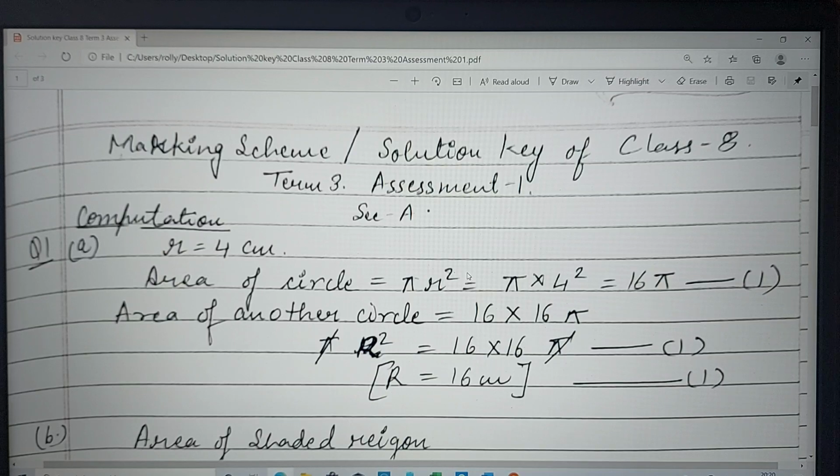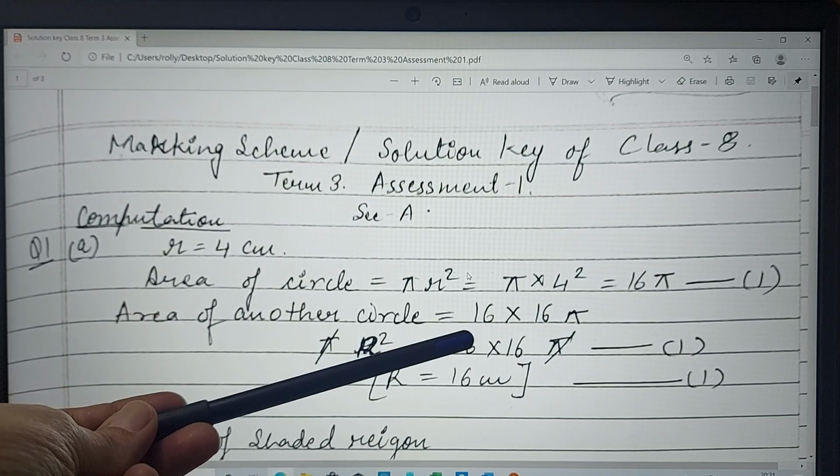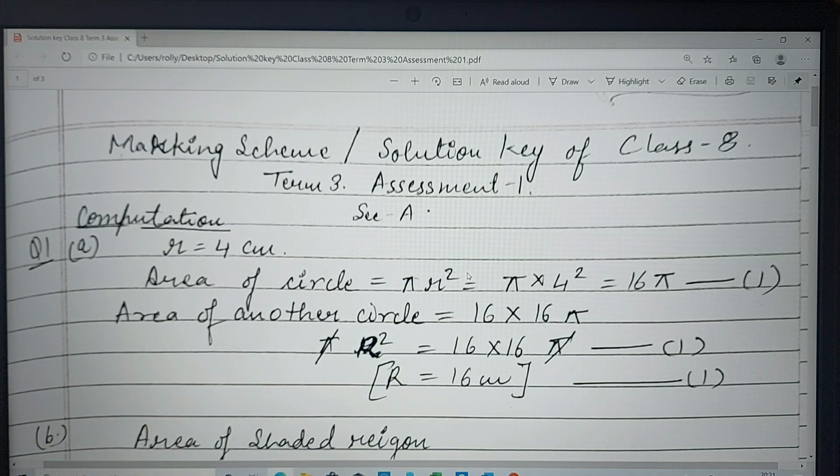So area of first circle is equal to pi r square and radius is given, 4 centimeter. I have not put the value of pi because later on it will be cancelled. You will come to know. So pi into 4 square, that means 16 pi. Let us leave it like that. Area of another circle, according to the question, is 16 times the area of the previous circle. So the previous circle has area 16 pi and the area of another circle will be 16 into 16 pi.